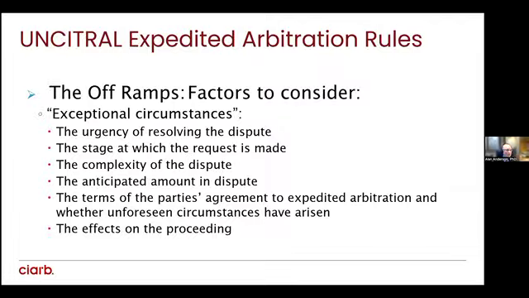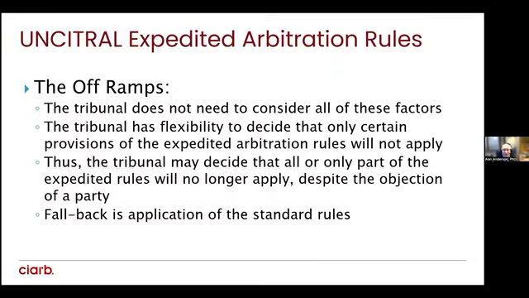Now, the exceptional circumstances that may be considered by the arbitrator are listed here. They include the urgency of the dispute, the stage at which the request is made, the complexity, the amount in dispute, the terms of the parties' agreement to expedite arbitration, whether there's something they hadn't anticipated that has come up, and the effects on the proceeding. In addressing a motion to opt out of the expedited arbitration rules, the arbitrator doesn't have to consider all of those. She can pick one or two and find that those are paramount reasons to drop application of the expedited arbitration rules, or she can say, nope, they're all going to apply. The point is that the tribunal has that flexibility.